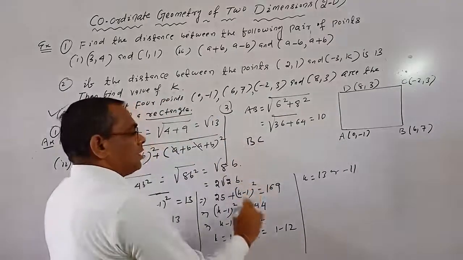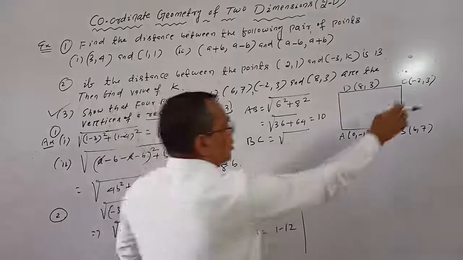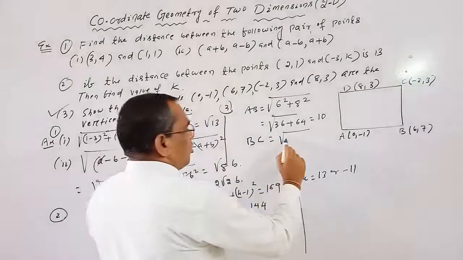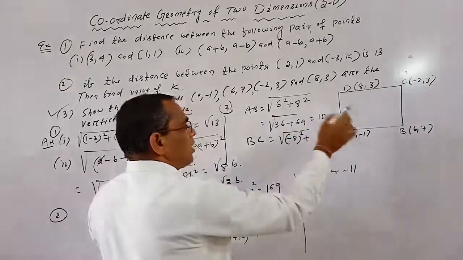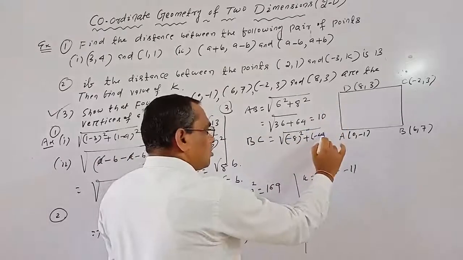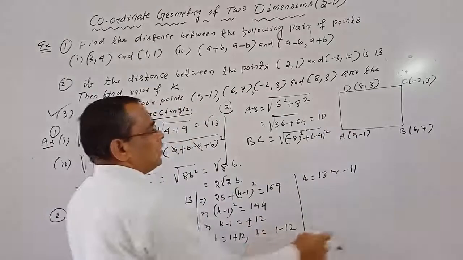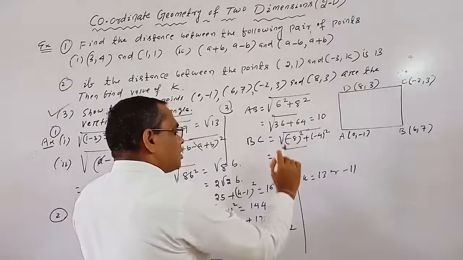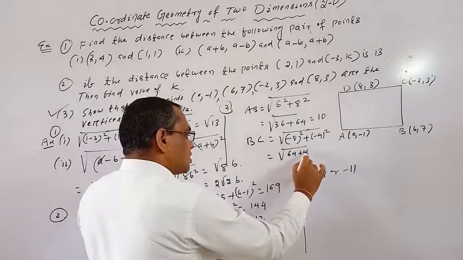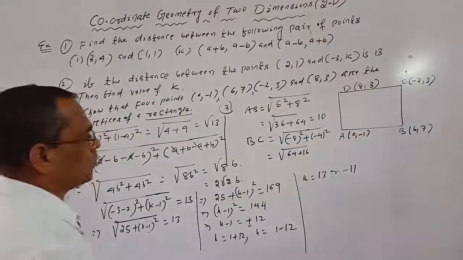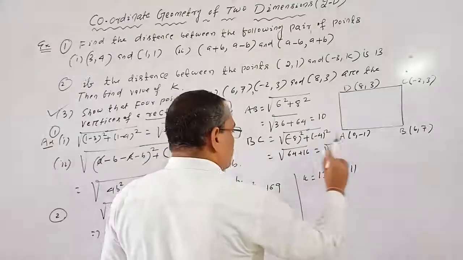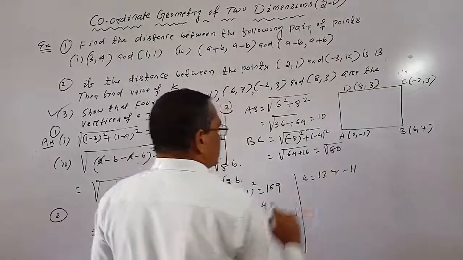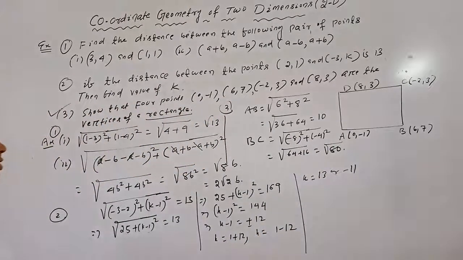Then you have to calculate another side BC. BC equal to root of the x coordinate difference square, so minus 2 minus 6, minus 8 square, plus 3 minus 7, minus 4 square, that is y2 minus y1. Which is equal to minus 8 square, 64, plus 4 square, 16, which is equal to 80. So BC is root 80.